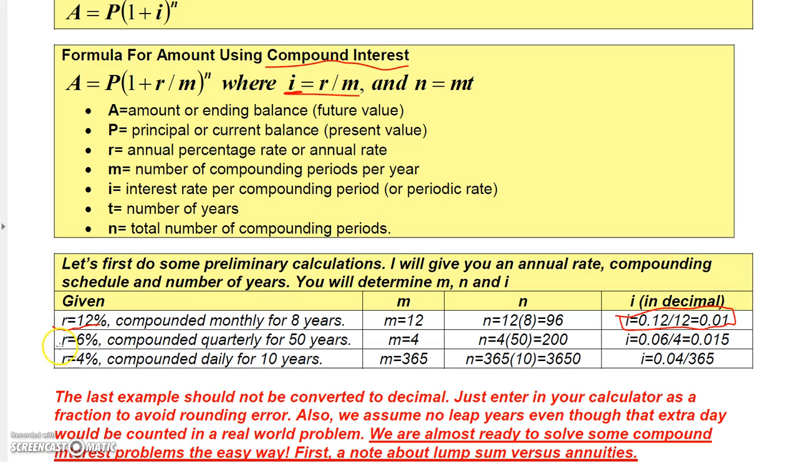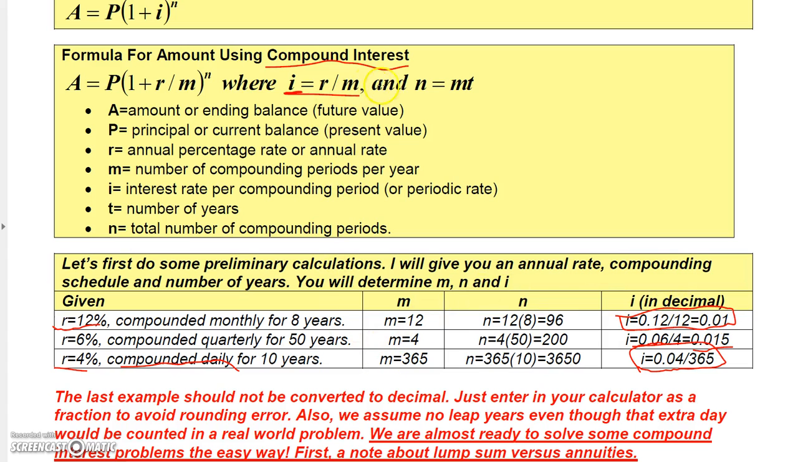If you have 6% compounded quarterly, then you take 0.06 divided by 4, and that gives you 0.015, which is 1.5%. Now, if you have 4% compounded daily, and we're going to use 365, what you would do there is you would just leave it in this form. You wouldn't really try to convert it to a decimal value. Just leave it as 0.04 divided by 365, and that would be your daily rate. So this is your daily rate, this is your quarterly rate, and this is your monthly rate for the three examples.